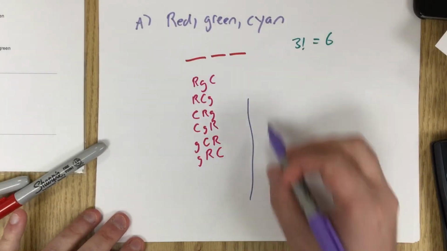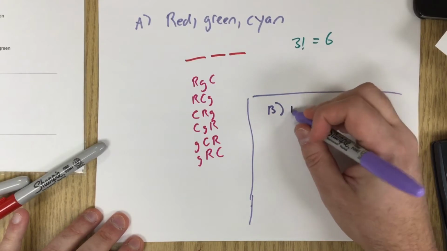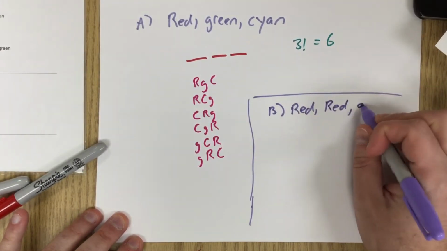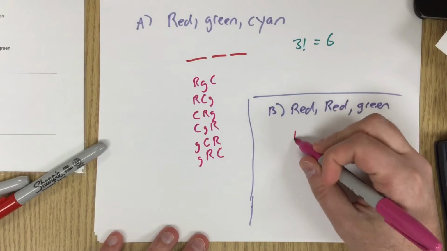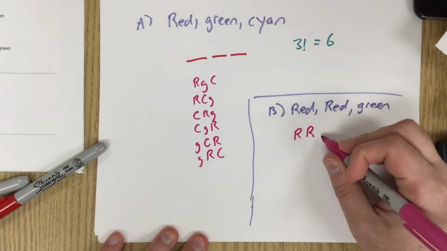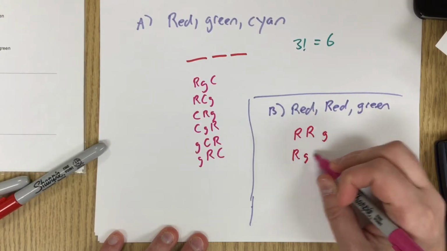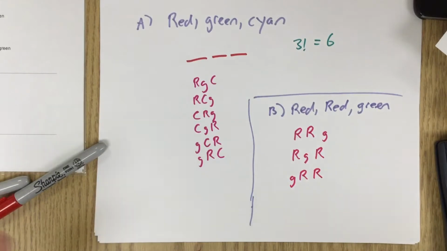Now let's do B. Let's say we had 2 red marbles, so we still have 3 marbles, but 2 of them are red, and 1 of them is green. If we're going to list off all the orders, what we have is red, red, green, red, green, red, and green, red, red. And that's it. So those are the 3 orders that we can line them up in.